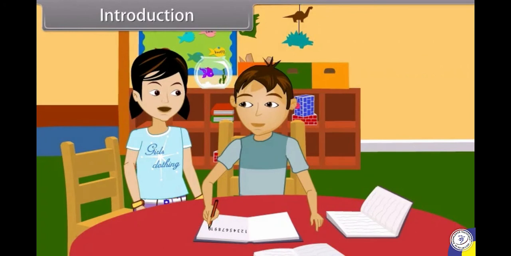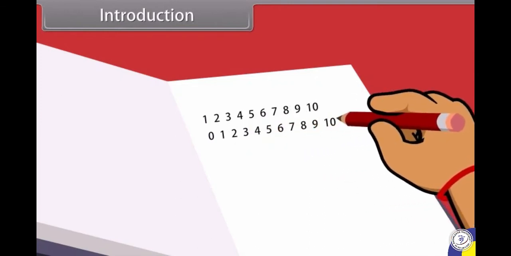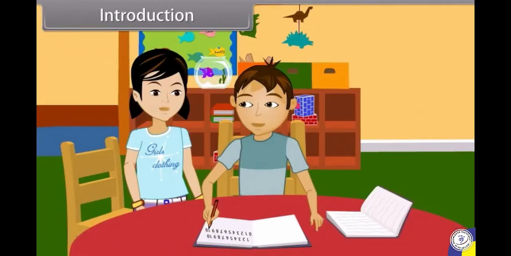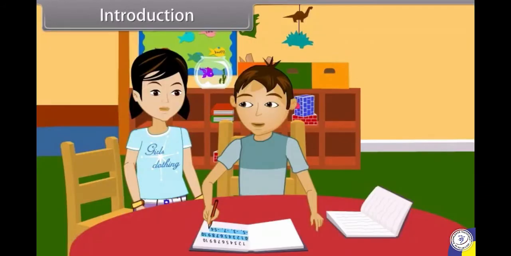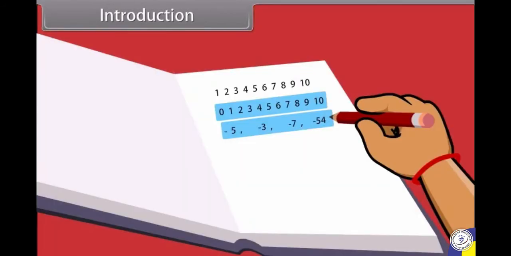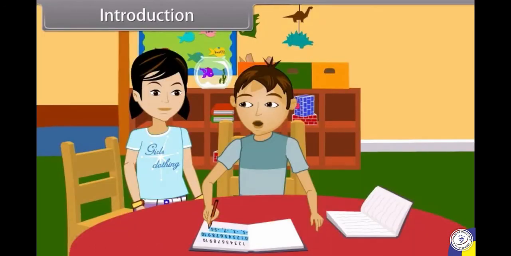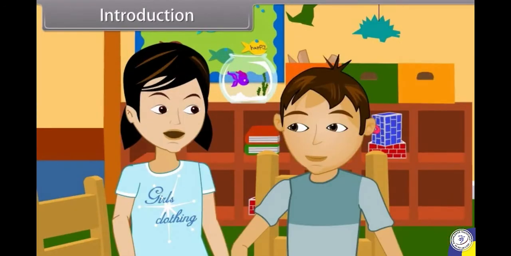What are you doing, Amit? I'm writing numbers. Oh, natural numbers. Do you know what we will call the numbers if I add 0 with these? Yes, I know. These are whole numbers. And what are these? Negative numbers. Yes, these are negative numbers. And the collection of all these numbers is called integers. Interesting. Do you know there are numbers like rational numbers and irrational numbers as well? What are those? Come, let's learn about them.